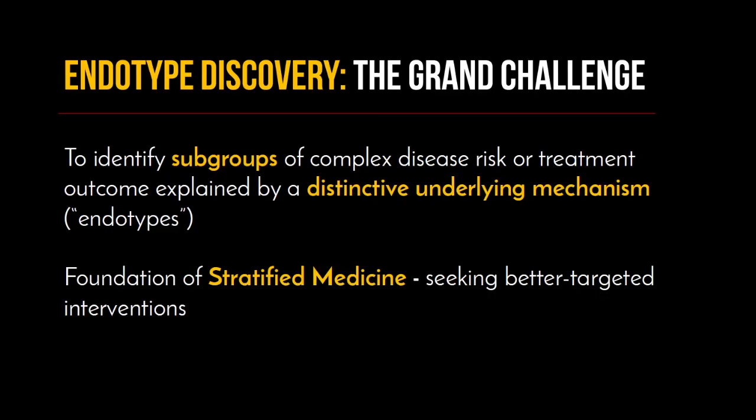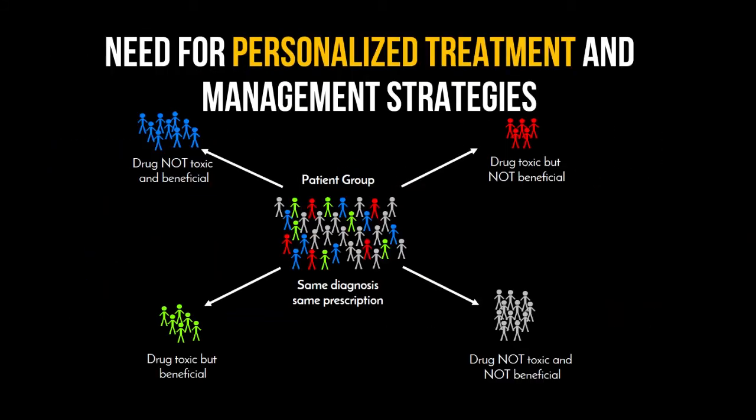So endotype, based on this slide here, what we see is that there are heterogeneous responses to disease. And we want to disaggregate that heterogeneity with endotype. So in a patient group, we realize they have heterogeneous responses. And one of the reasons there may be heterogeneous responses is because they're actually different subtypes of disease.